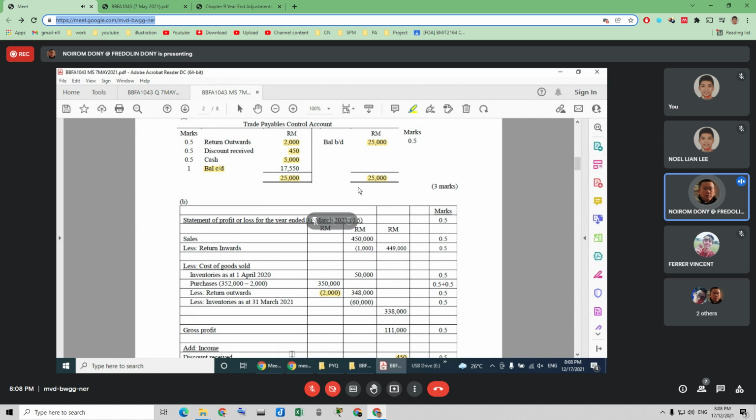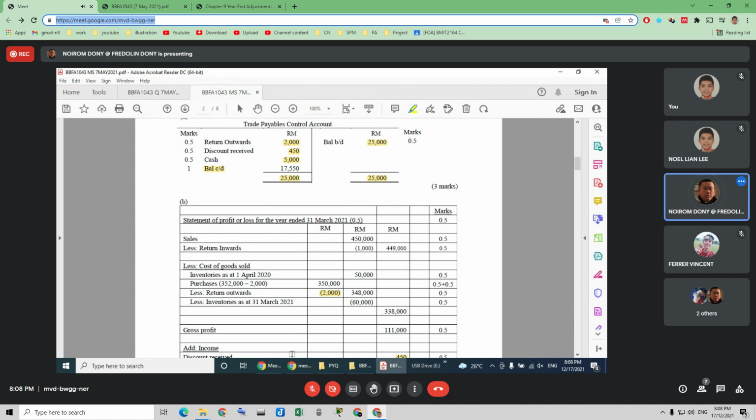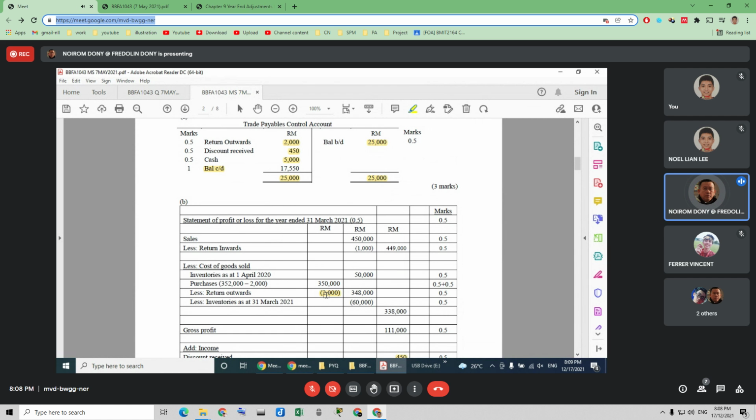Now we have additional information. Number one, closing inventory. So closing inventory, meaning after they have done the physical stock taking, they have determined how much is the closing stock, which is cost value of 60,000. So how do we do the recording? Remember in the ledger account, we debit closing inventory, because closing inventory is an asset, so it is a debit item. So we debit closing inventory.